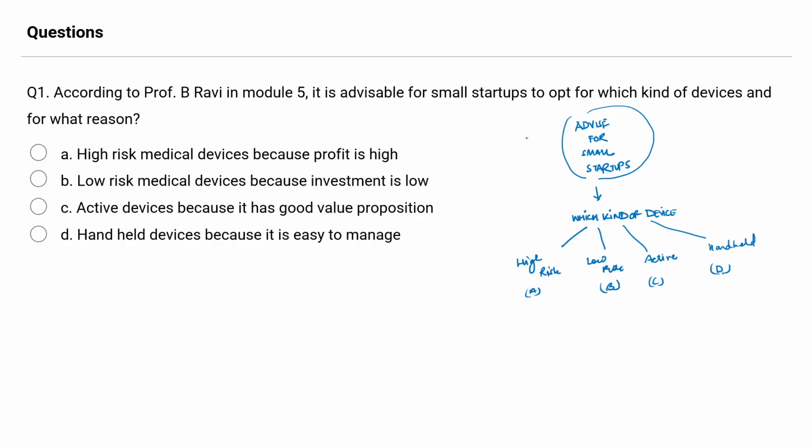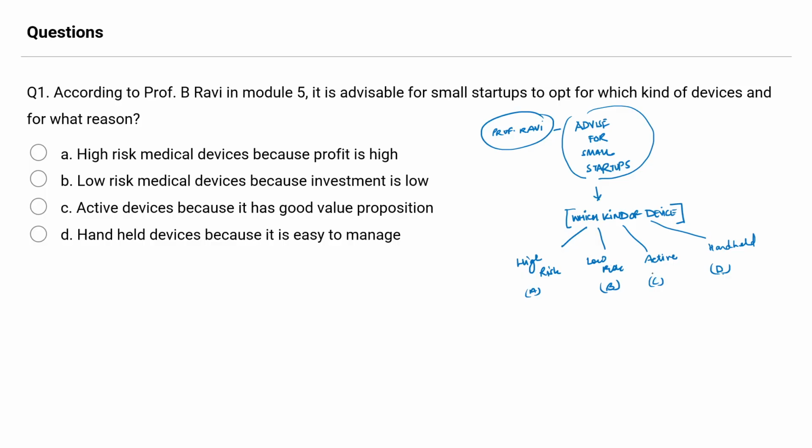So we're trying to understand Professor B. Ravi's advice to small and young startups who are working in the healthcare sector to opt for which kind of device as they begin their journeys. Should it be a high risk device, because obviously the cost is high and the profit is high? A low risk device, because the investment is low, because also the costing would be low? Active devices, which are active in your body, for example, the pacemaker? Or handheld device, because they are easy to manage?